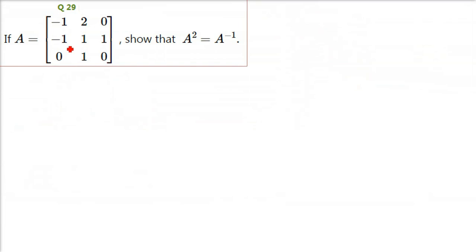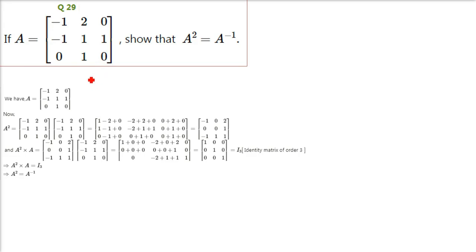In this question, we have already seen a question like this: A cube equals A inverse. So what we have to do here is, first of all, compute A squared. You take A, multiply it with A, so there will be a matrix multiplication. Once you are done with the multiplication, A squared, when you multiply it again with A, you have to do it and show it.